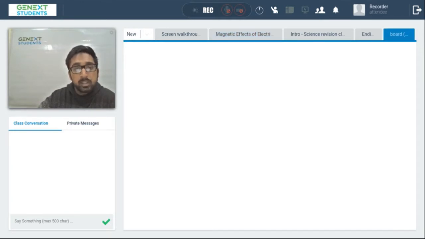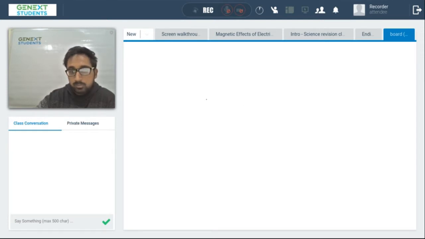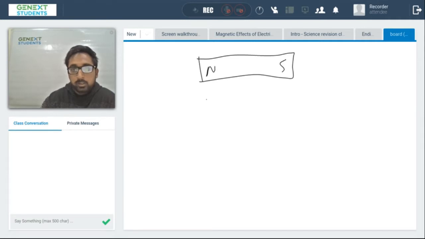How do we define a magnet, basically? So let's see that. What is a magnet? This is a magnet, which has a north pole and a south pole. Let me do it here. So this is a magnet which has a north pole and a south pole. Every magnet has a north pole and a south pole.